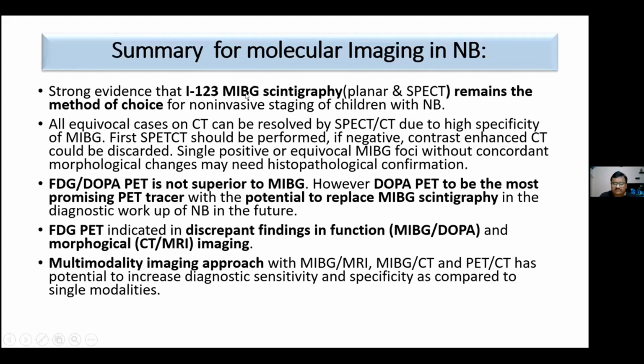So a number of tracers are there. Still the workhorse here remains the I-131 MIBG. Then you have the FDG PET CT, you have F-DOPA, you have DOTA-TATE, you have somatostatin receptors. A lot of things are there, but still the iodinated MIBG still holds ground.